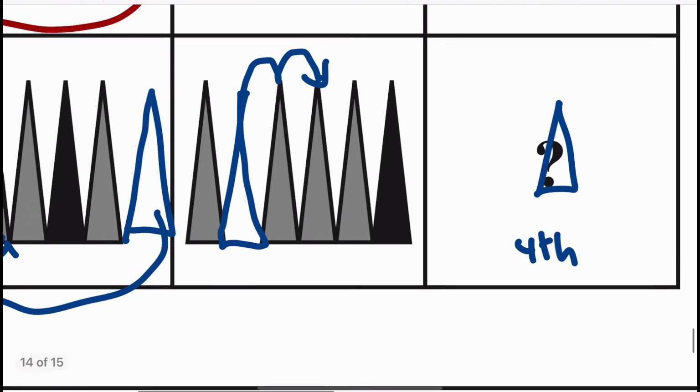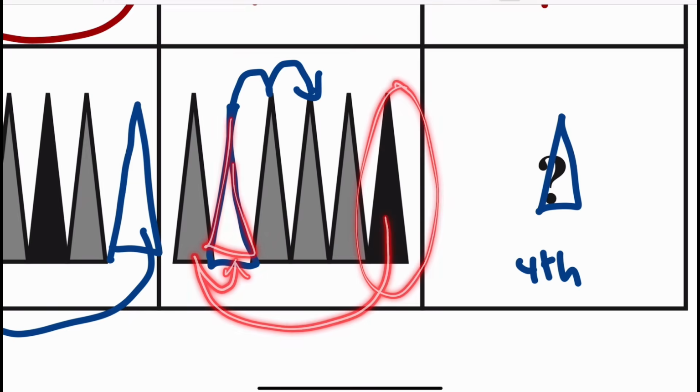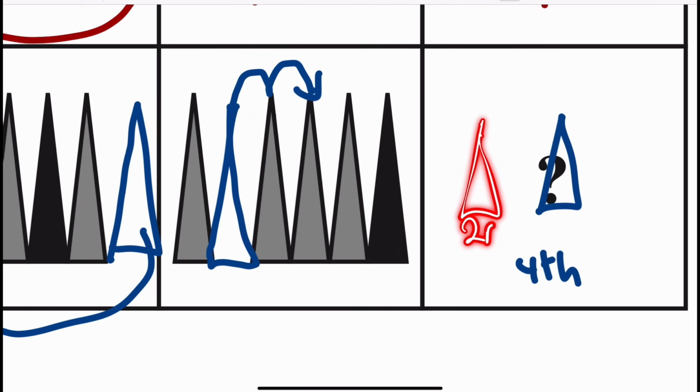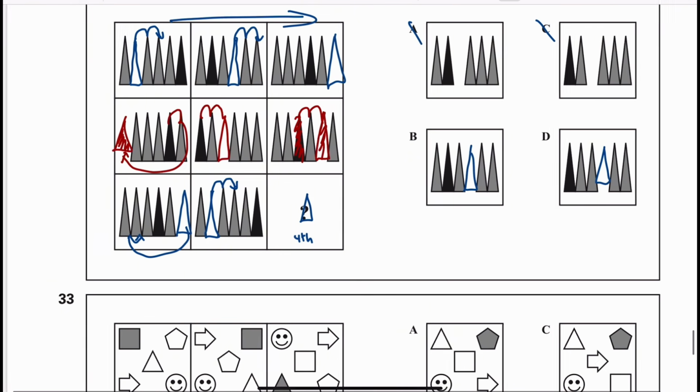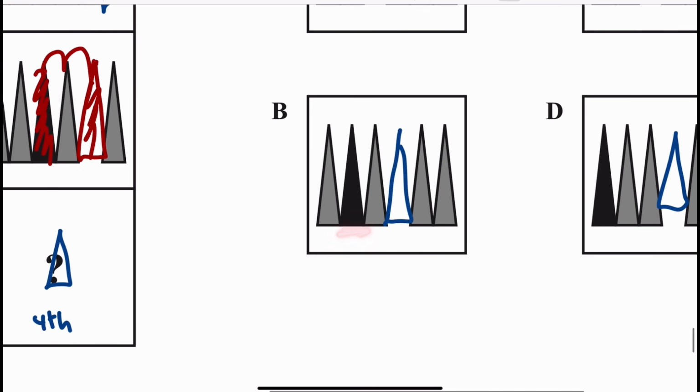So let's look at this now. It's right now here, so it moves 1, 2. So it should end up in the 2nd position, okay? 2nd position. There should be a 3rd one there, okay? So which one has the black in the 2nd position, B or D? Well, it's actually B, because it's right here in the 2nd position. So B is our answer, and D is wrong, okay?